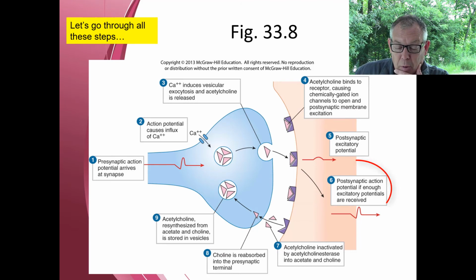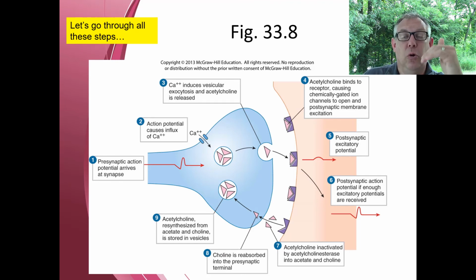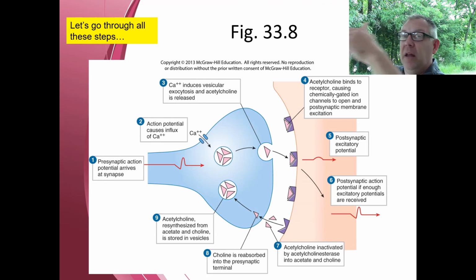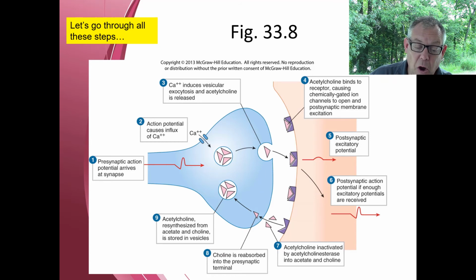Number 6, postsynaptic action potential if enough excitatory potentials are received. And so if enough sodium rushes in to raise that inside voltage to plus 35, then that opens other sodium channels, and then we just repeat the process. Now the signal just travels down this new neuron if enough sodium rushes in. So if only a couple of acetylcholines bind and only some sodium rushes in, it's not enough to open other channels, and so the nerve won't fire.